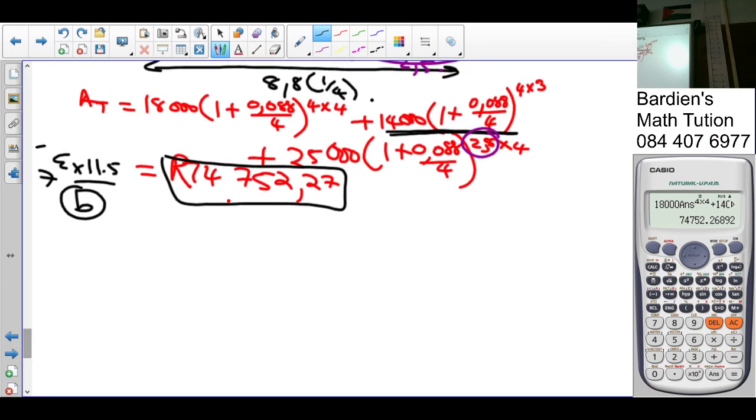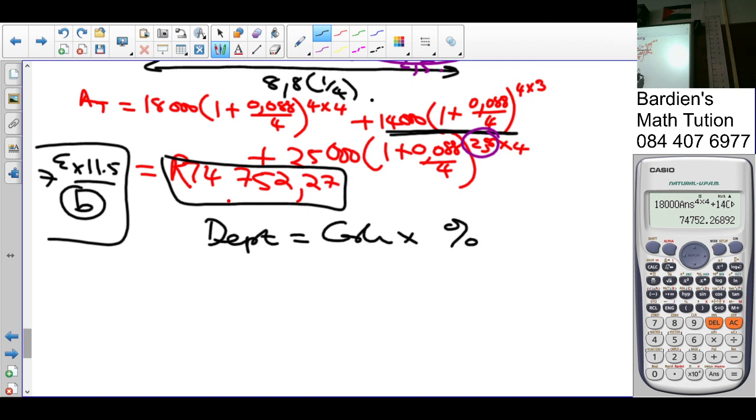So how do we normally work out the deposit? The total of the deposit is going to be the cash price times your percentage deposit. Not so? So the deposit in this case is 74,752 rand and 27 cents. That is the deposit amount. Not so? What's the cash price? That is what we want to calculate. How much of the cash price is the deposit?